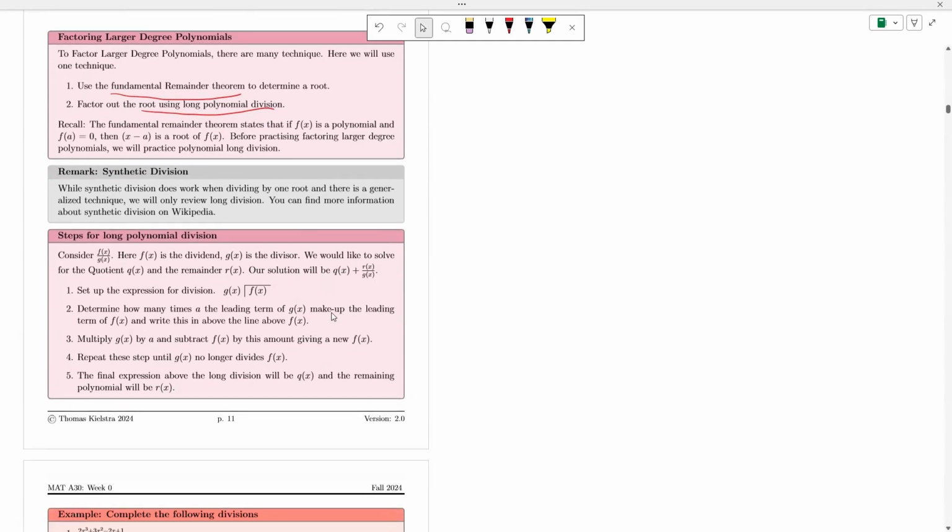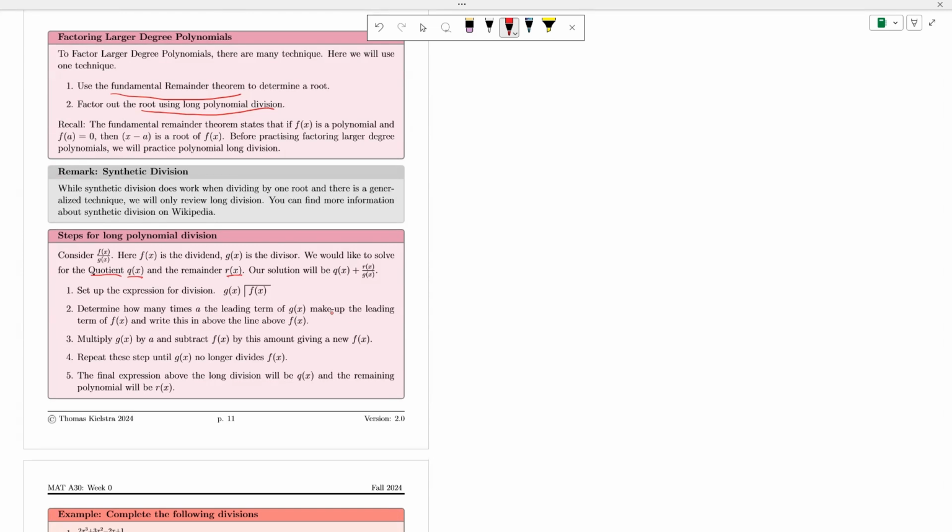With long polynomial division, we consider a function, two polynomials, f of x over g of x. Here, f of x is called the dividend, and g of x is called the divisor. We'd like to solve for the quotient q and the remainder r. Our solution will be q plus r of x over g of x. The quotient is how many times g of x appears in f of x, and the remainder is what's left over.